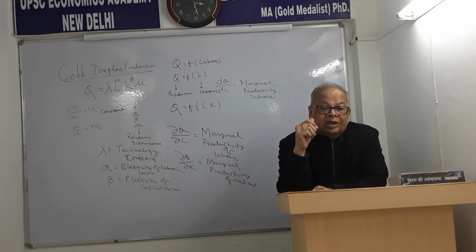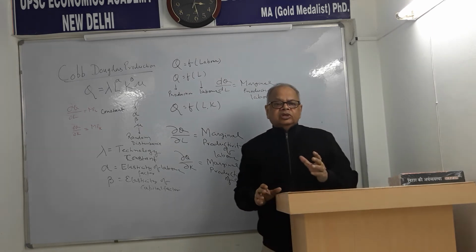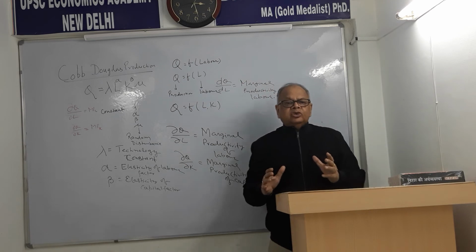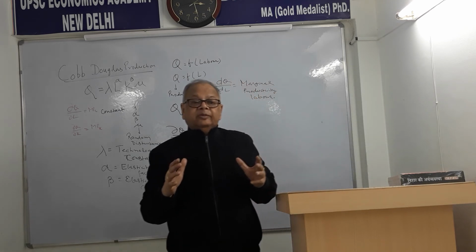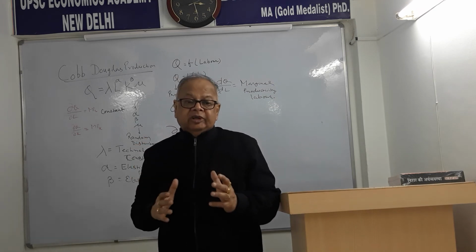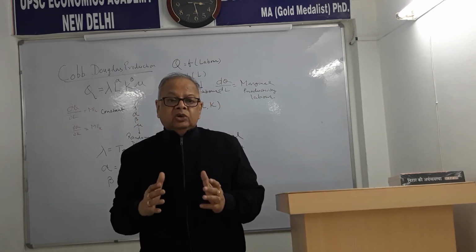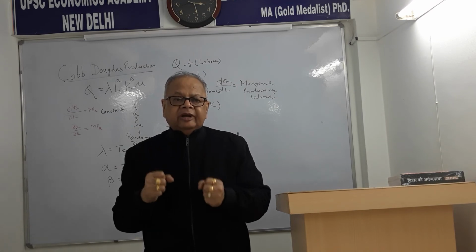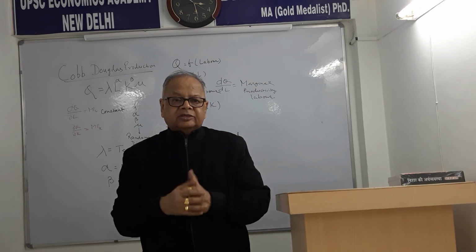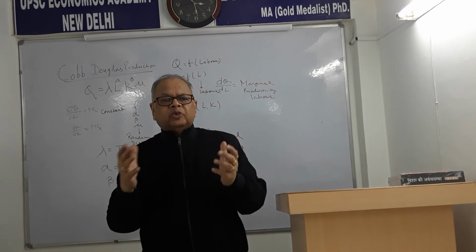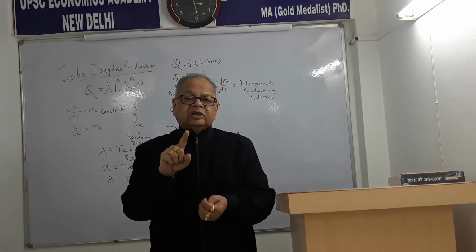This is known as producer's equilibrium. What is producer's equilibrium? Producer's equilibrium is a situation whereby, with inputs labor and capital, the producer gets maximum total production. How is it possible? It is possible because marginal productivity is zero.